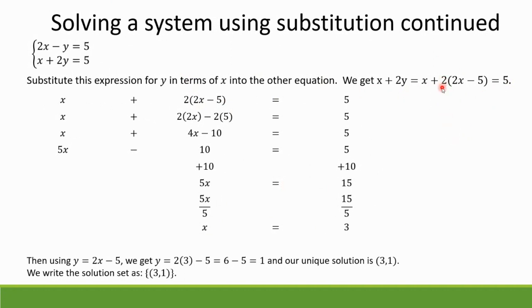Again, we know what y is in terms of x. Well, let's put that into the second equation and see what happens. Notice that we get x plus 2 times 2x minus 5 equals 5. We get an equation only in x.